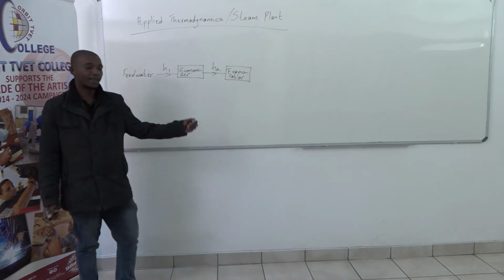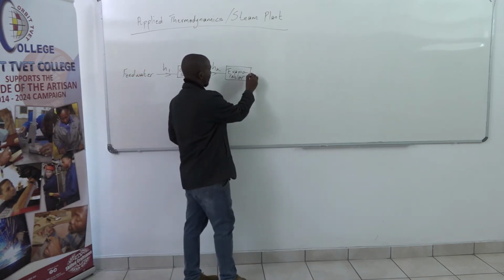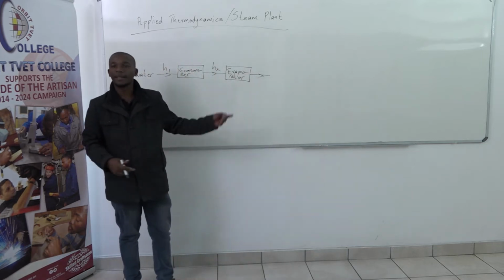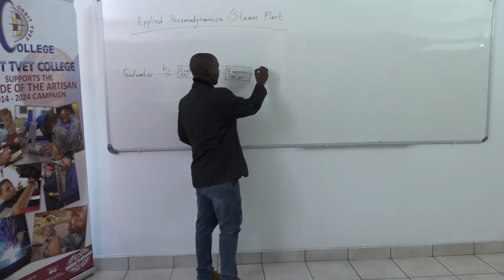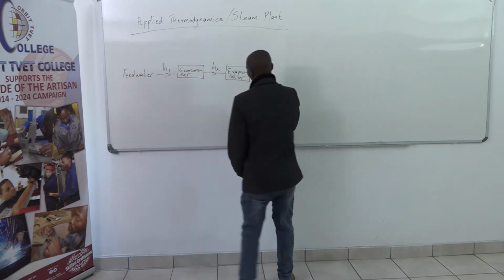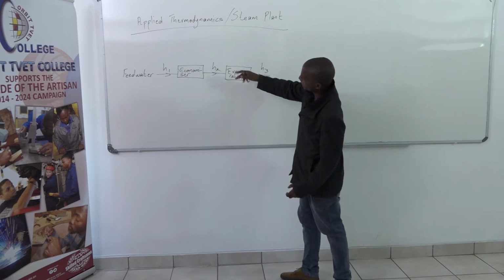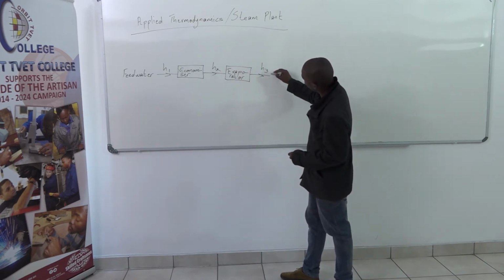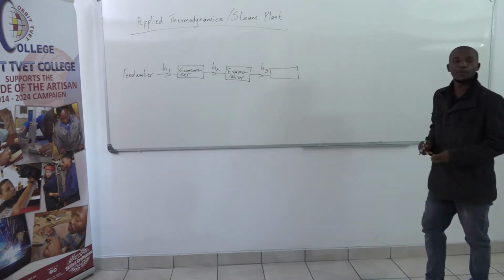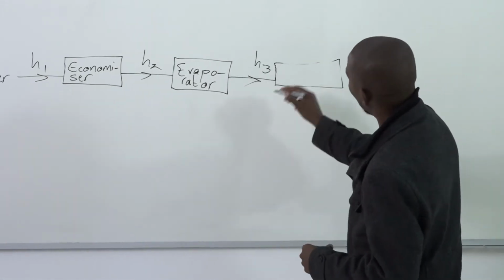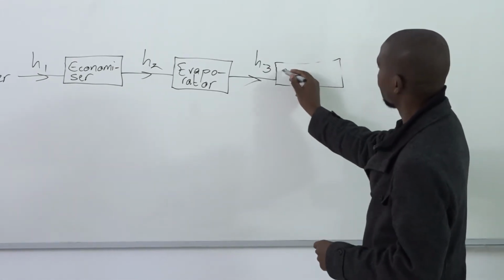Then its enthalpy increases to H3. Again, the feed water gains heat in the evaporator. After the evaporator, the feed water turns into wet steam. This wet steam then goes to the superheater, which turns the wet steam into superheated steam. From the evaporator, the wet steam goes to the superheater.